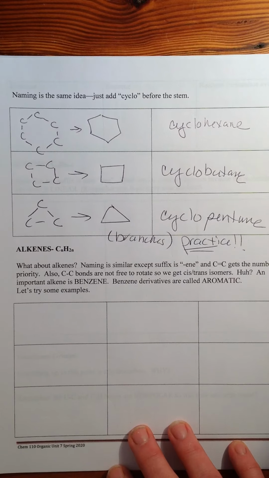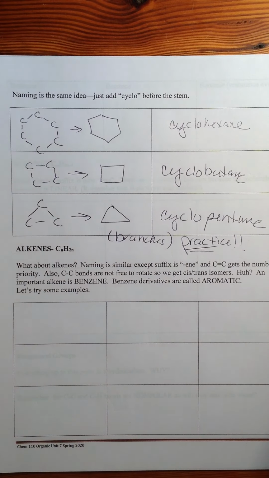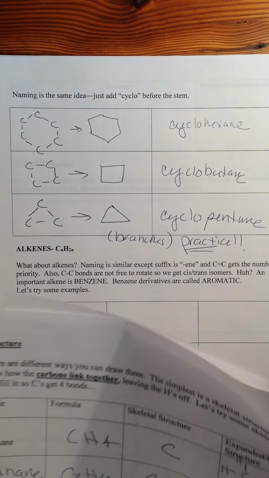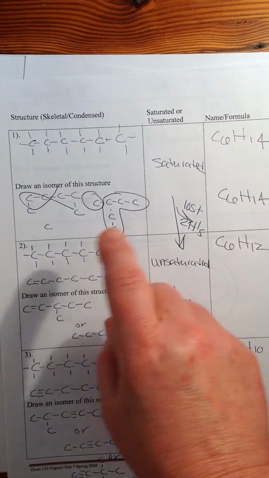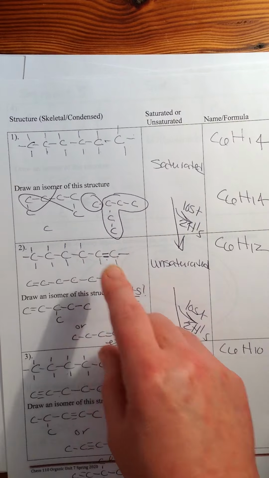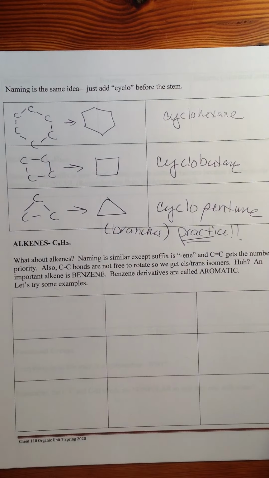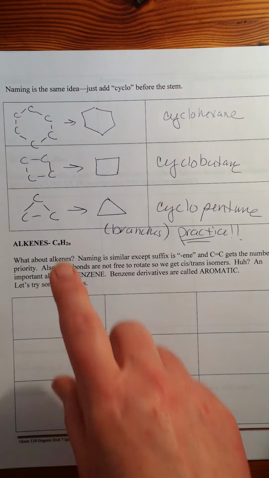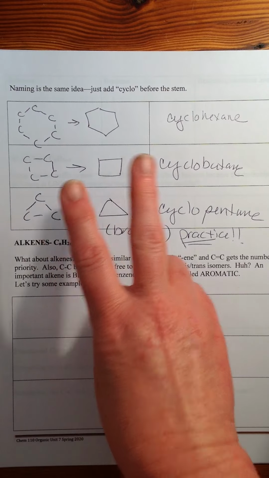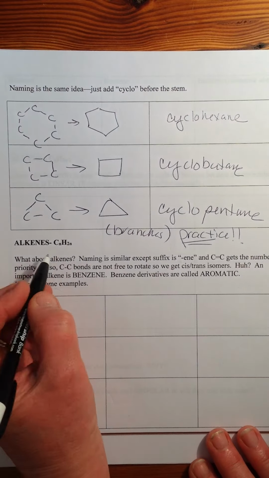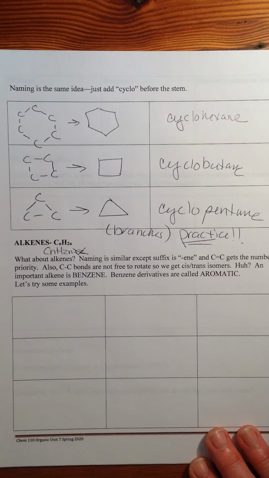All right. What happens when we lose hydrogens? Okay, so if we go back to our notes, we lost 2 hydrogens, we made a double bond. Well, now we've created something that is a little different because we don't have the same formula. So now instead of CnH2n+2, we've lost those 2.